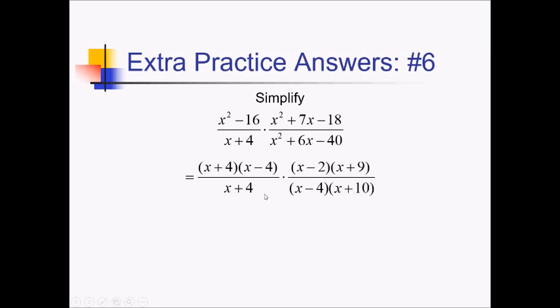And it looks like we can now cancel a few things. These x plus 4's can certainly go away. And I can cross-cancel these x minus 4's because we are multiplying the fractions. So x minus 4's are gone. And it looks like that's it. So all that's left over is all the stuff in the second fraction, almost. We have an x minus 2 and an x plus 9 still kicking around. And downstairs we have that x plus 10.